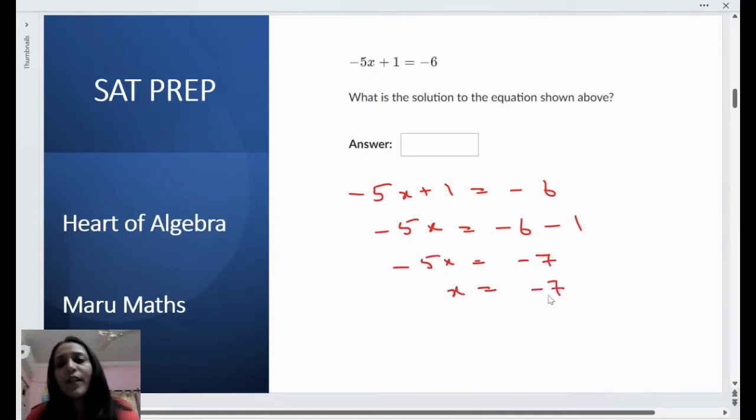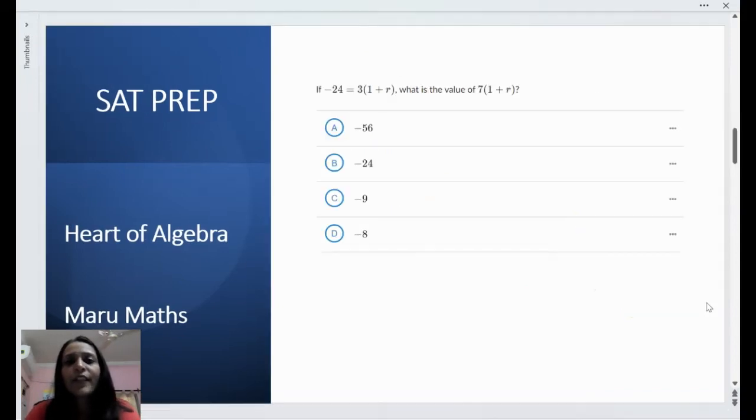x would be equal to minus 7 by minus 5. Negative signs get cancelled off. And your answer would be 7/5. All right, let's move on to the next question.